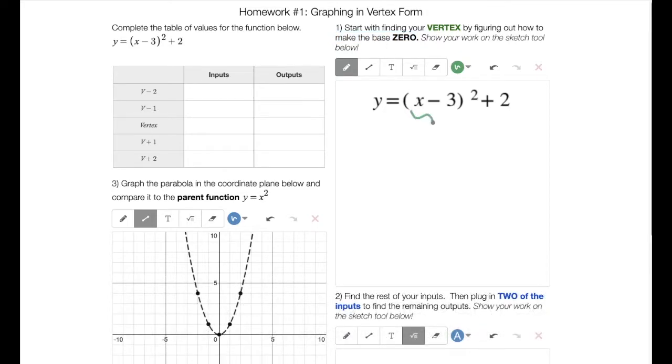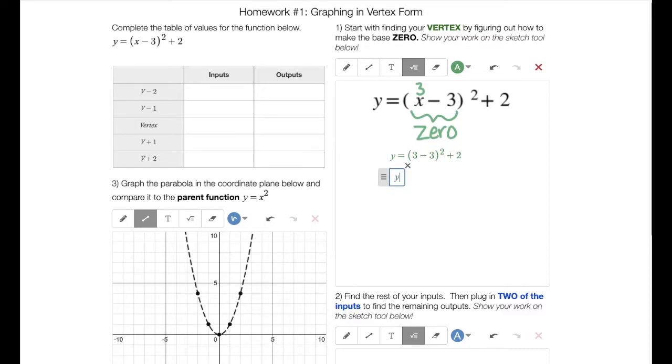So looking here, I'm trying to figure out what value of x will make this expression equal 0. What minus 3 equals 0? That would be 3. So now I just have to do the math. I have to come down here and substitute in 3 and do the math. So y equals 3 minus 3 squared plus 2.